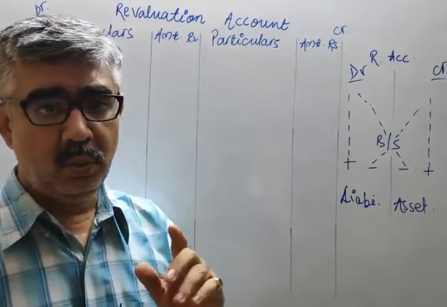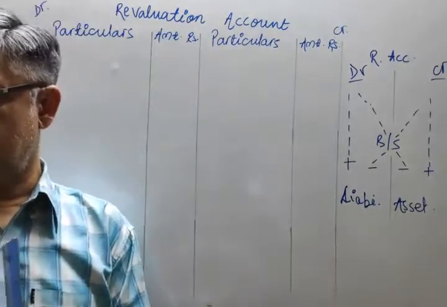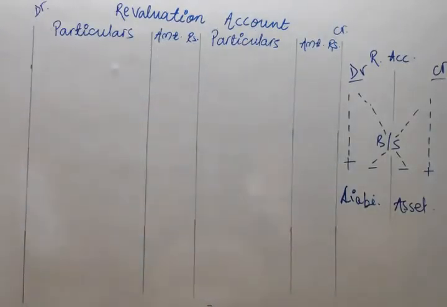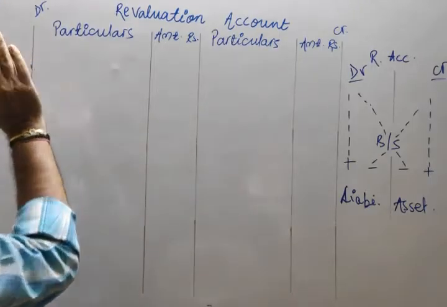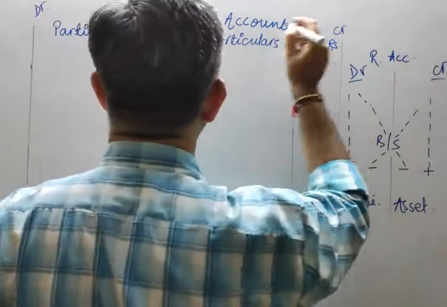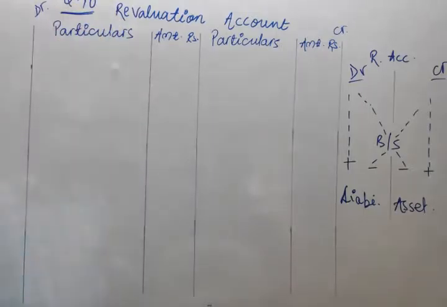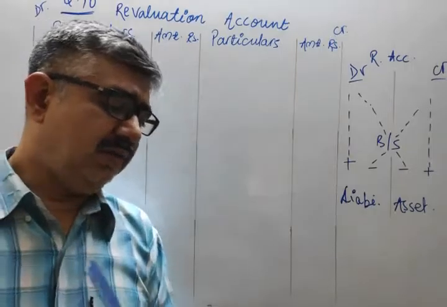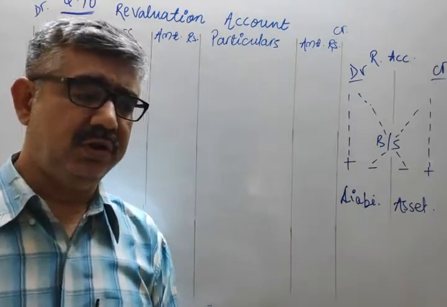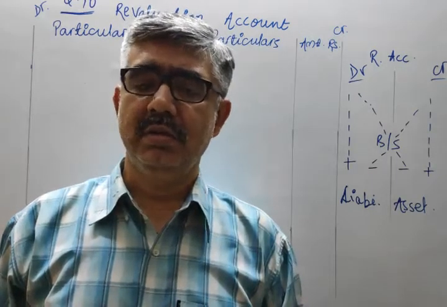Okay, with that let's continue with the practical question from the textbook. It is question number 10 given on page number 139. Now listen carefully. In this question, they gave you a balance sheet and a few adjustments.